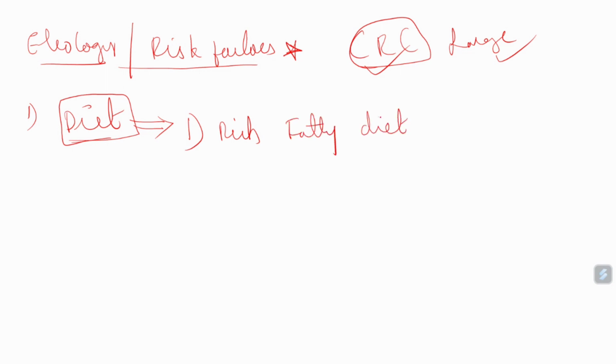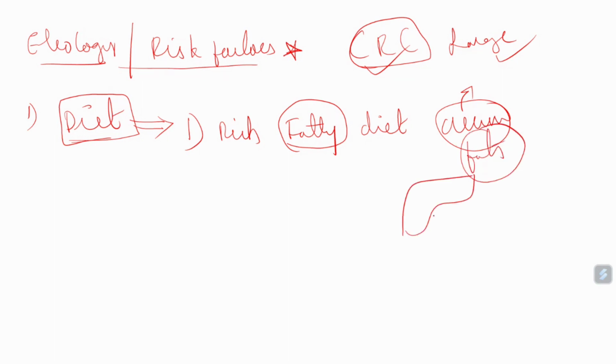Fatty diet. Why a rich fatty diet? If we consume a rich diet containing excess fat, all the fatty substances will try to accumulate in our body, right? They'll try to accumulate in the adipose tissue, and most of the fats in our body accumulate in the liver. Do you know this point? Most of the fats in our body accumulate in the liver.